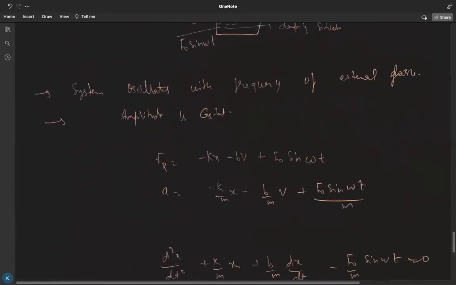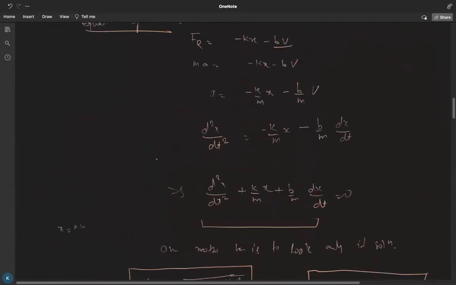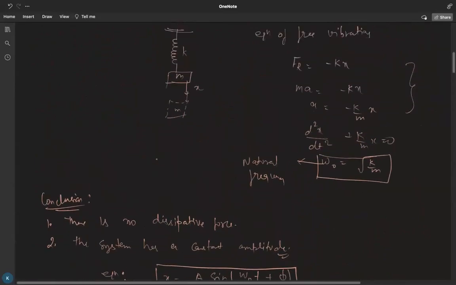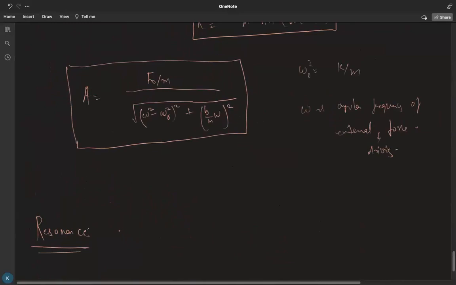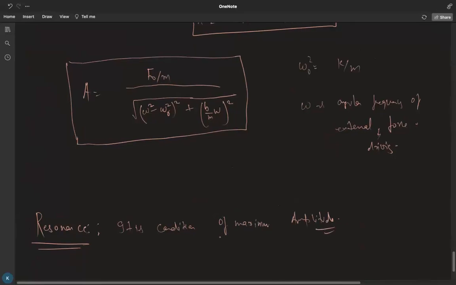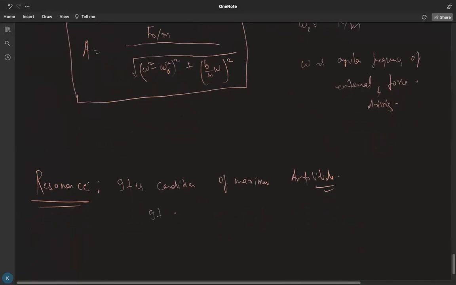Now we have to learn the next thing, which is termed resonance. So what is resonance? Resonance is a condition. Let me write its definition first. It is a condition of maximum amplitude. And when does it happen? It occurs when omega naught is equal to omega, or you can say omega is equal to omega naught.